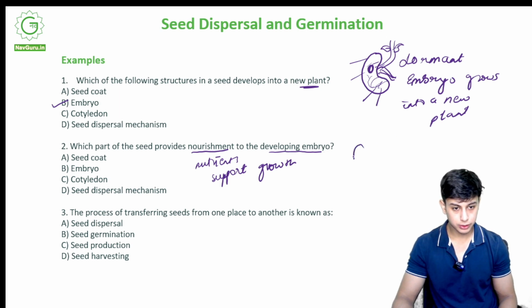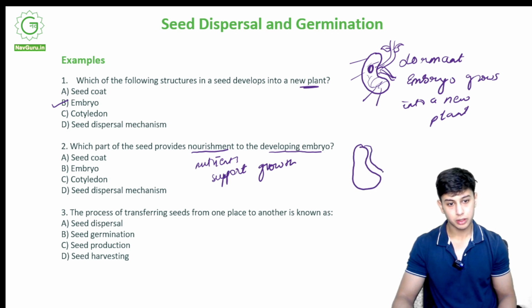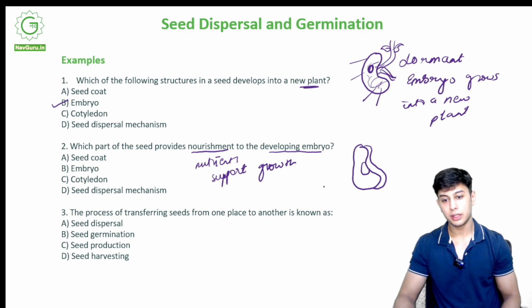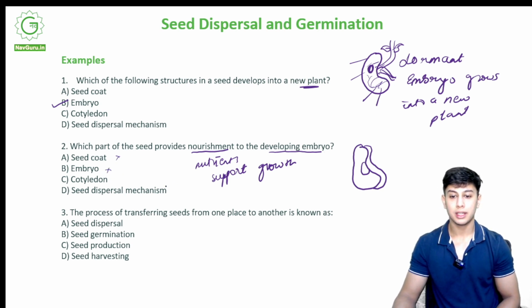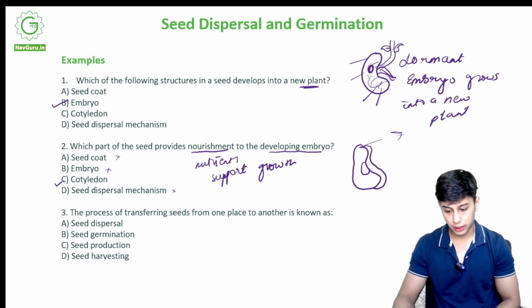So again, I will show you a seed. This is a dicot. Inside we have the embryo. Now, which part of it will give it nutrients so that it can grow? Is it the outer coating? No. Is it the embryo? Embryo has to grow, so not embryo. Is it the seed dispersal mechanism? No. How will the dispersal mechanism help it grow? No. It is the cotyledon.